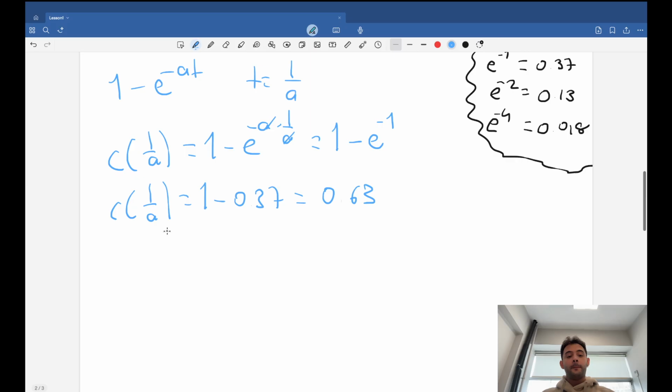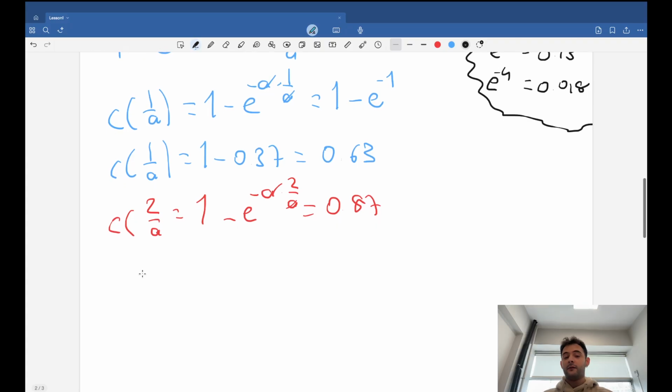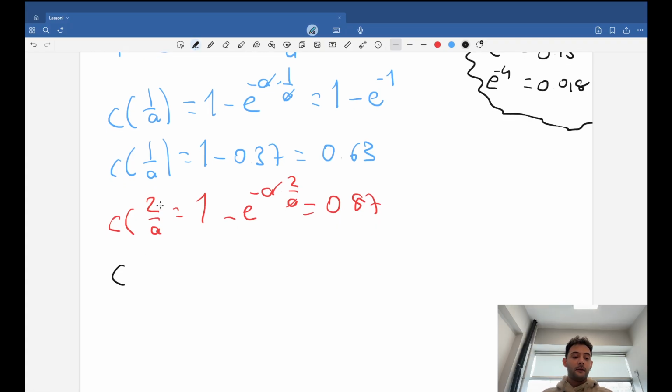Let's move on. So let's say I write down with the red marker now, and I get to put 2 over a, which is going to be in the same manner, e to the power of minus a times 2 over a, which is e to the power of minus 2, and that is 0.13, so it will be 0.87. And finally, c at 4 over a equals 1 minus e to the power of minus 4.